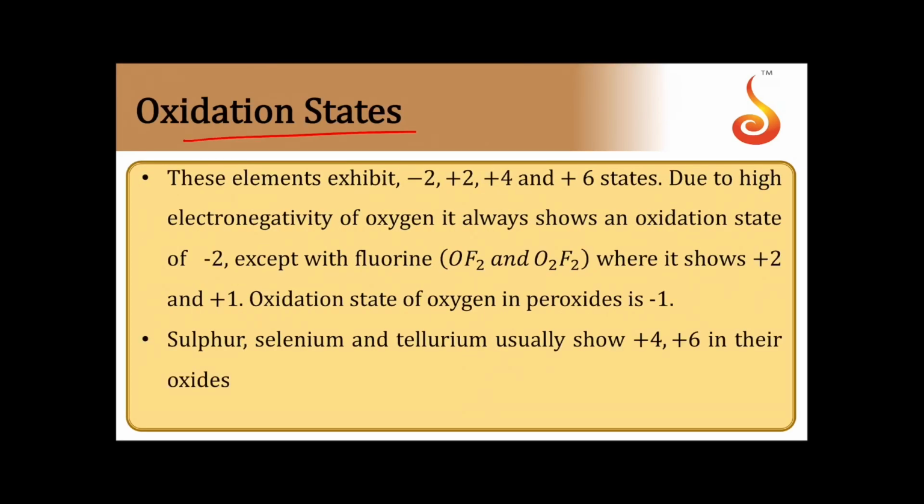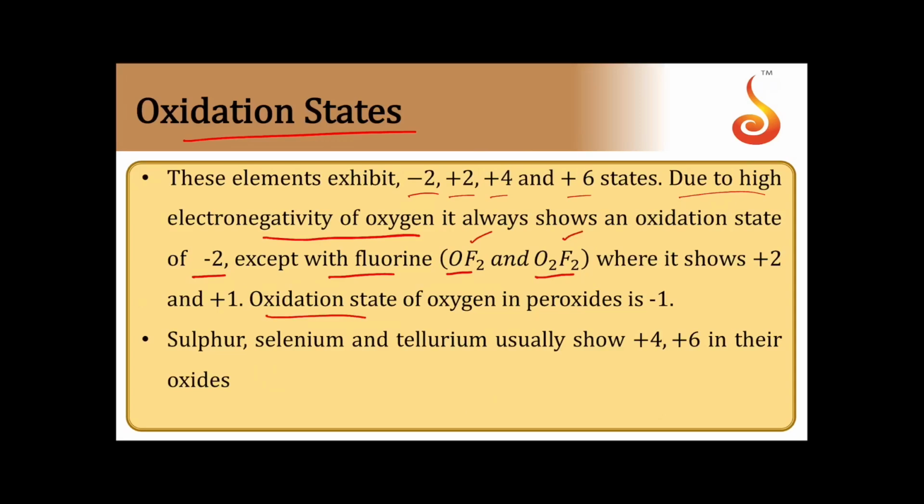Then coming towards oxidation states, these elements exhibit -2, +2, +4, +6 oxidation states. Due to high electronegativity of oxygen, it always shows the state of -2, except with fluorine. In fluorine compounds, it exhibits positive oxidation states. Say in OF2, it has a +2 state, and in O2F2 it has a +1 state. Except in fluorine compounds, oxygen always exhibits negative oxidation states.